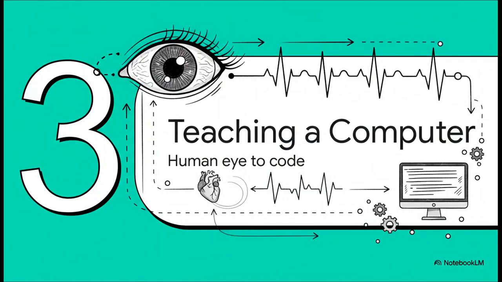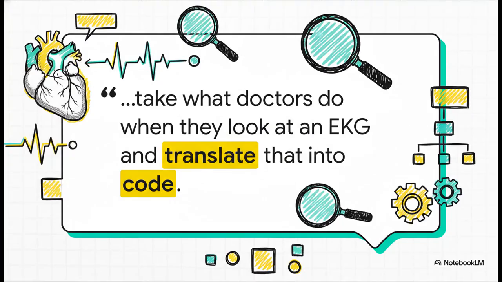Okay, next section, teaching a computer to see. So we get the story now, right? We know what a heartbeat is telling us, but how in the world do we get a computer to understand it? The whole goal here is to take what a trained doctor or a nurse does just by looking at it and automate that. This quote from the source material just hits the nail on the head. Take what doctors and nurses and paramedics do when they look at an EKG and translate that into code.